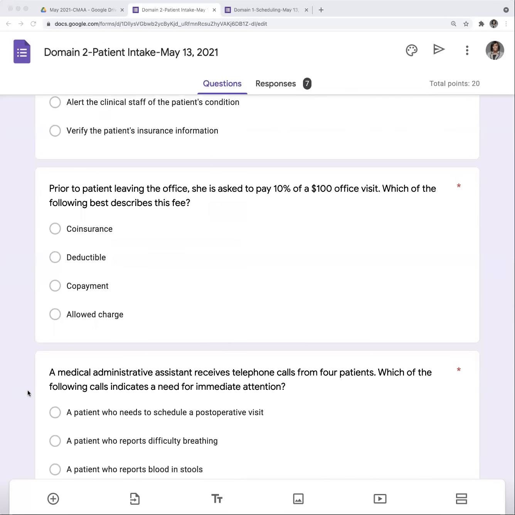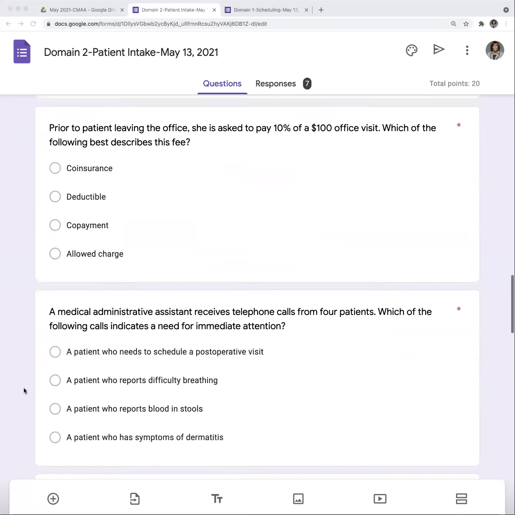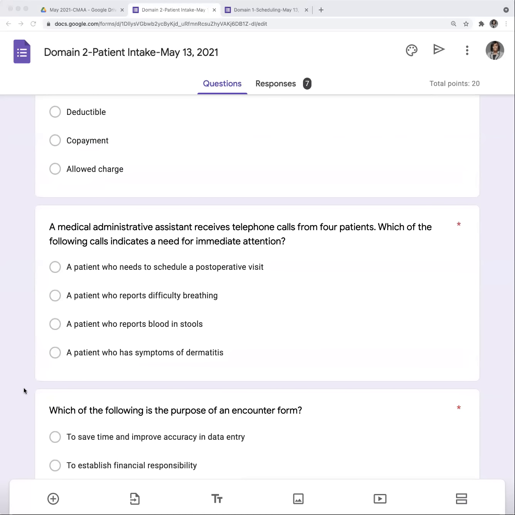Prior to leaving the office, the patient is asked to pay 10% of a $100 office visit. That's co-insurance. MAA receives telephone calls from 4 patients. Which one needs immediate attention? Patient who reports difficulty breathing.